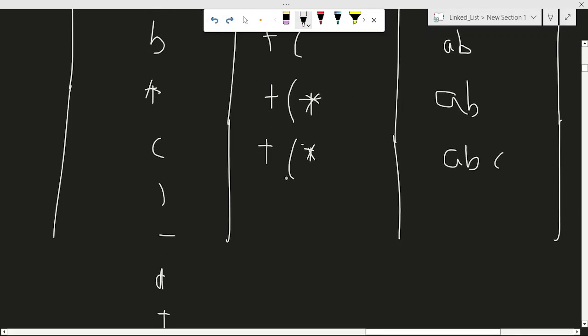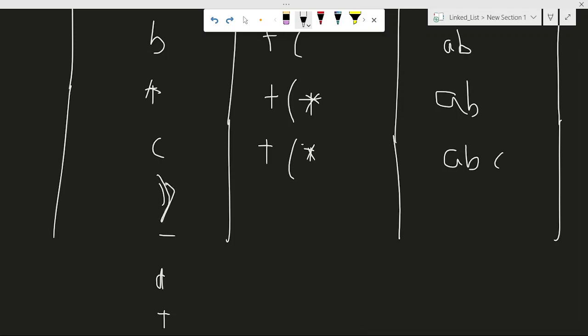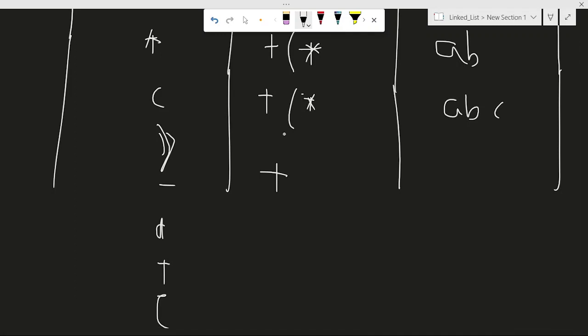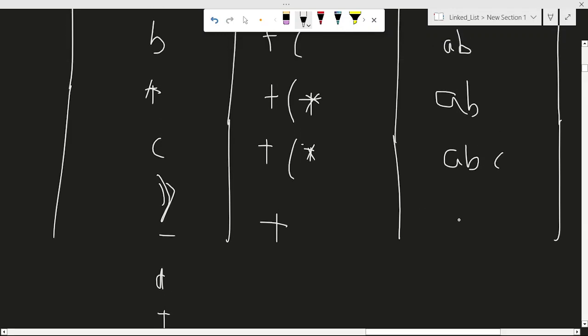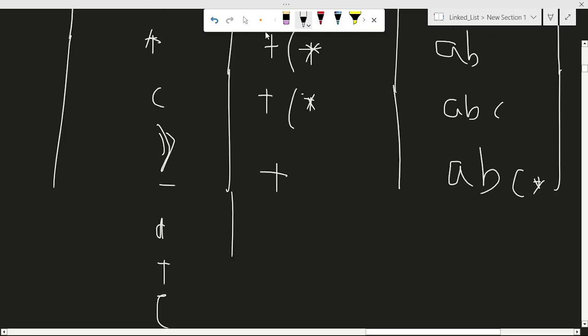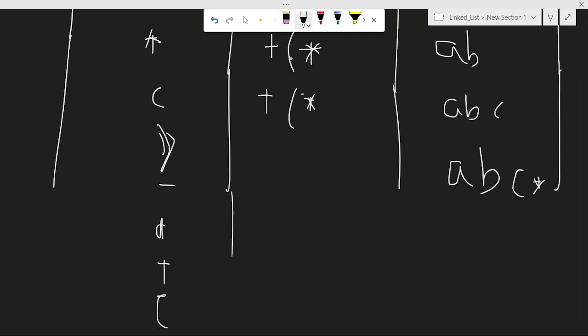Now the closing bracket is there. So you need to pop all the operators within this opening bracket into the string. And you need to pop this bracket also, but not to the string, you simply pop it. You don't need this bracket inside this expression, right? Now what will happen, A, B, C star will be there, and my stack will be having only plus. So now we have minus, so we need to push it into the stack.